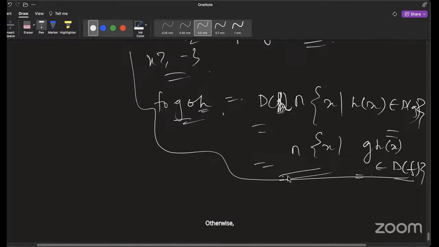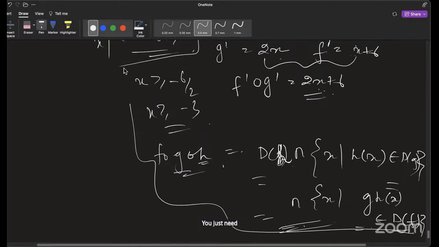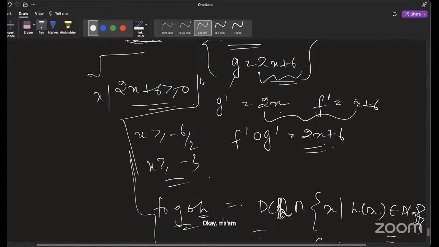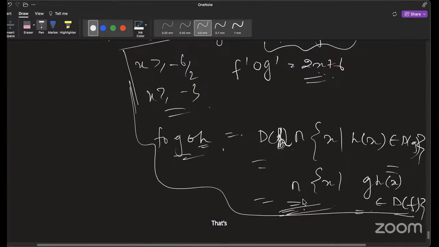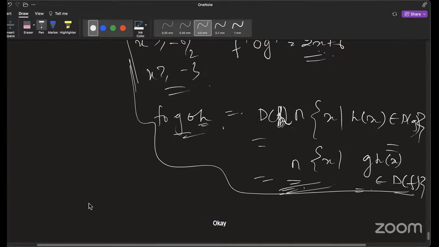Otherwise, you don't actually need this one. You just need to check that all the functions involved should be defined. That's all. That's where you get this formula from. And coming to the inverses, that's the last topic.